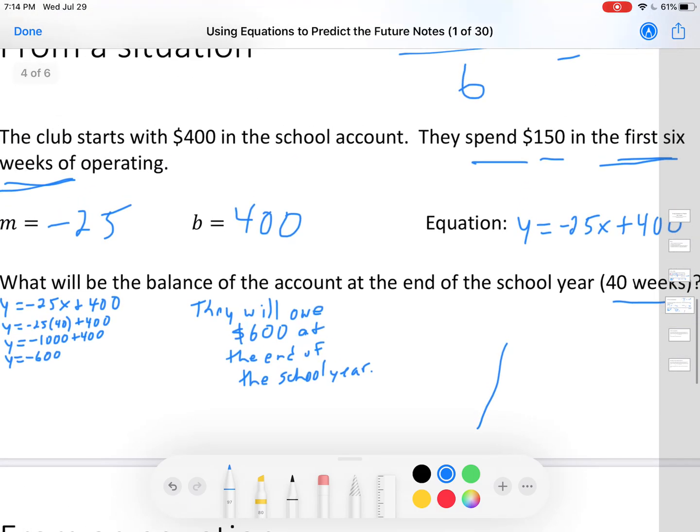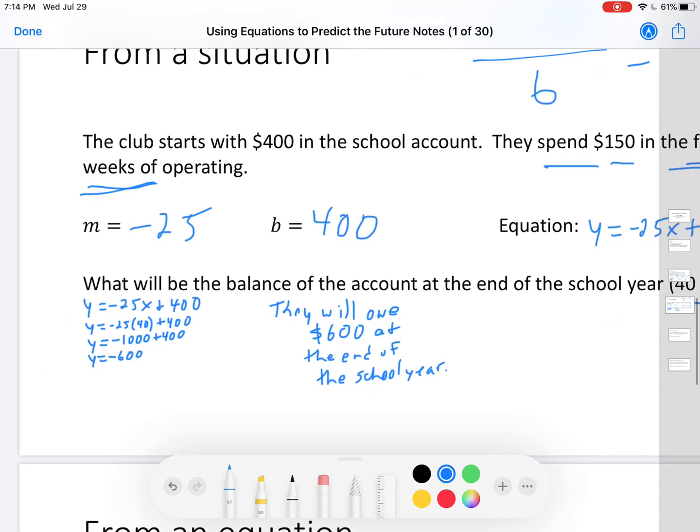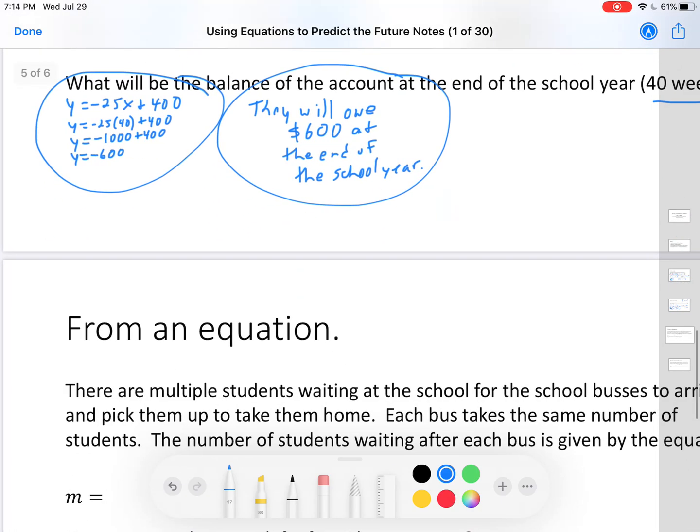Remember, you need to make a statement about what will happen. You have to answer the question. Show your 4 steps and answer the question. 4 steps, answer the question.